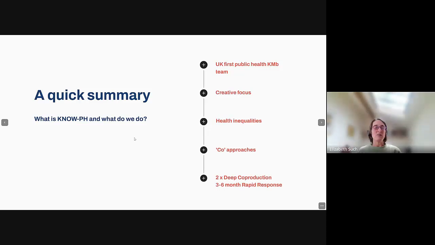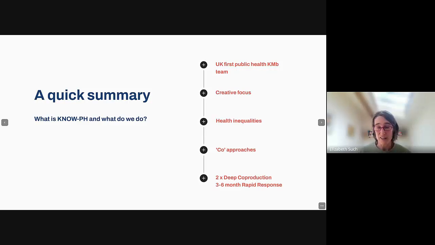So as I said, we're funded by NIHR and we're the UK's first public health knowledge mobilisation team. Our intention is to bring evidence as close as possible to decision-making processes, but we recognise that evidence is just one form of knowledge. So we seek to mobilise evidence with other forms of knowledge, including public community perspectives. We intentionally take a creative focus. So Joe, as a design engineer by background, has been great in supporting the input of user-centred design into the kinds of work that we do.